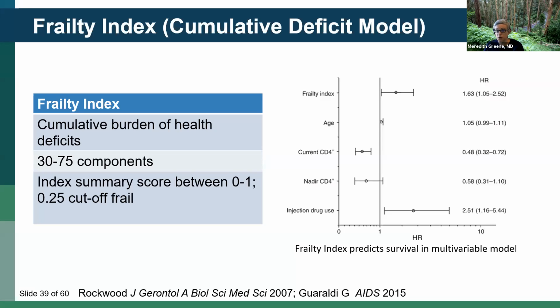In terms of people with HIV, the group that I've seen that's done the most work with the frailty index is Dr. Giraldi's group in Modena, Italy. And you can see here, this was one of their studies where even after adjusting for other traditional risk factors for mortality, the frailty index did predict mortality after adjusting for age, CD4 count, and also injection drug use.